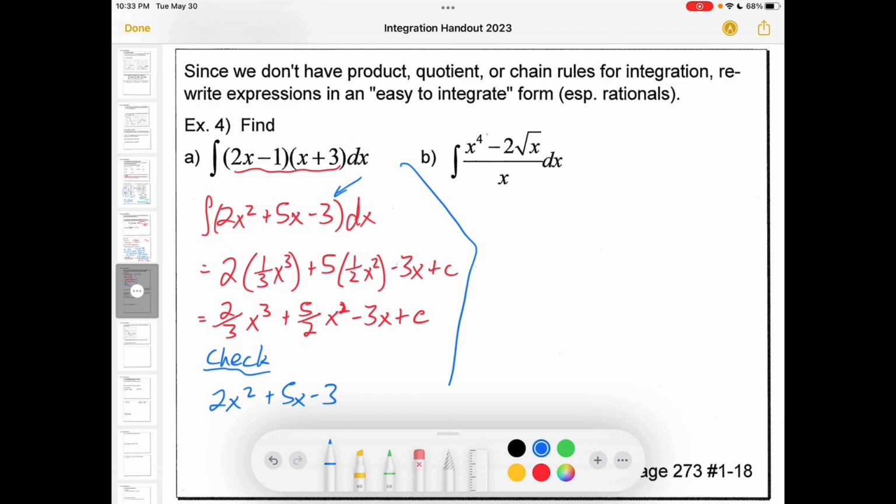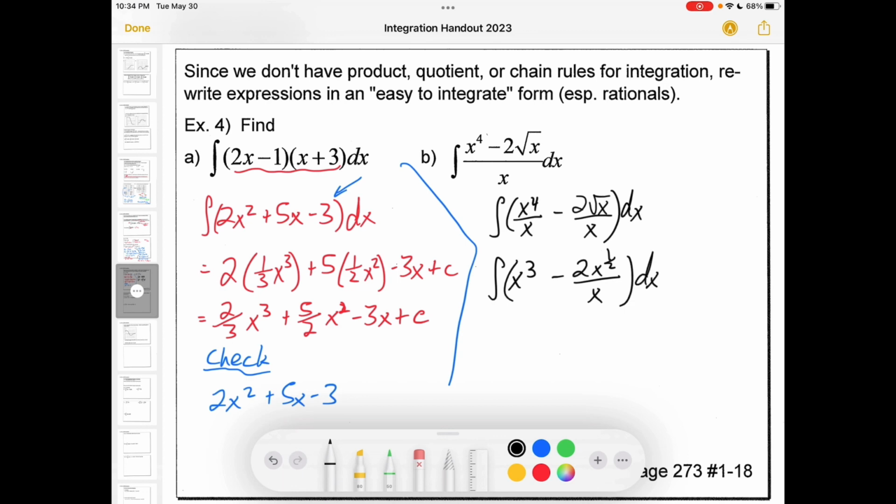The next one. Same sort of idea. Are there tricks that we can do here? If you have a monomial in the bottom, you can just split this up as x to the 4 over x minus 2 root x over x. Or in other words, this is x to the power of 3. Now, you're probably already thinking x square root of x is just x to the half. That still doesn't look great. We'd still need like a quotient rule here. But notice this is a power of 1 on the bottom.